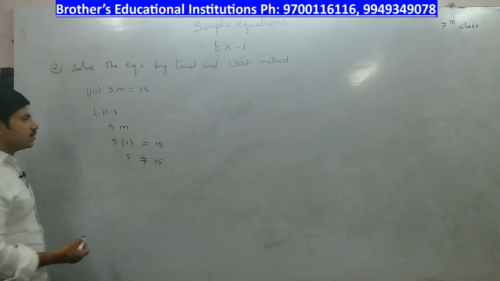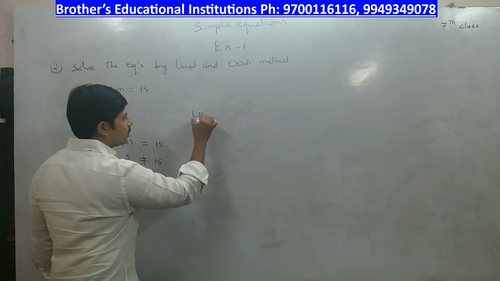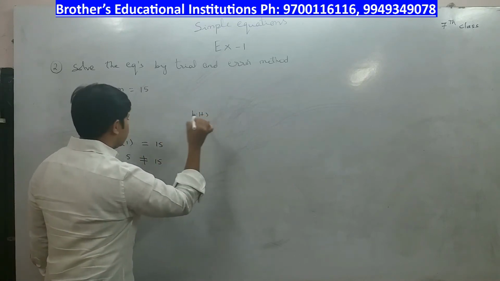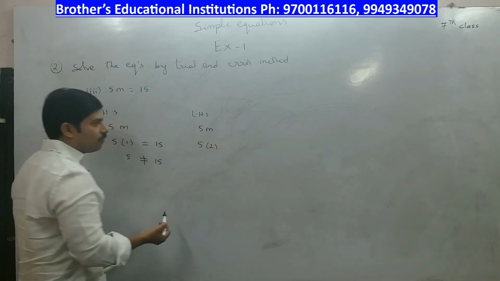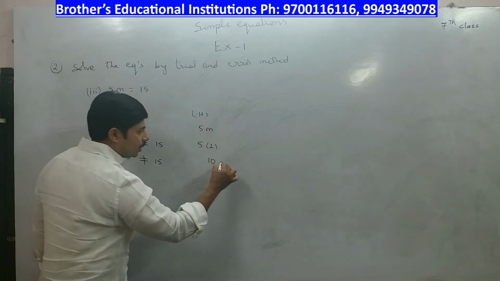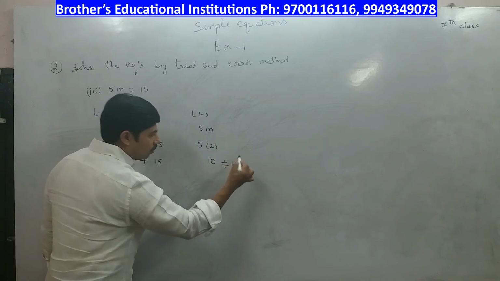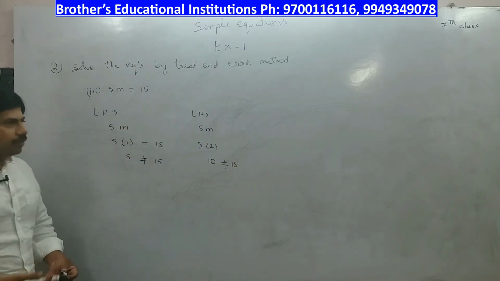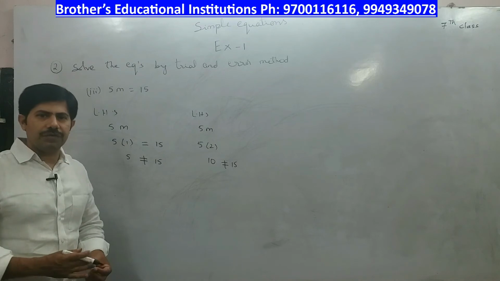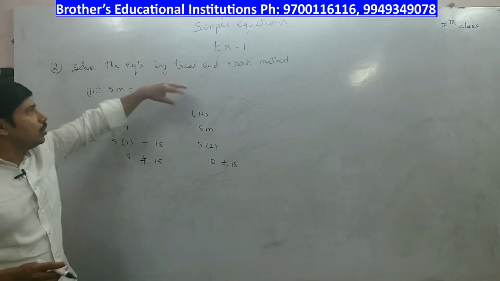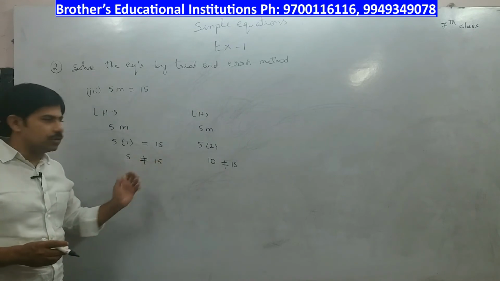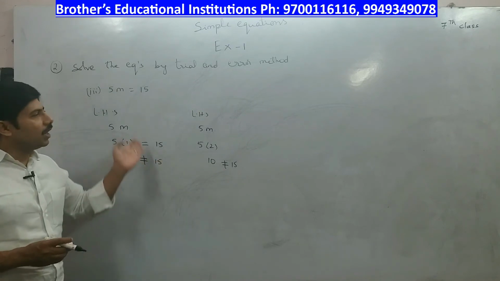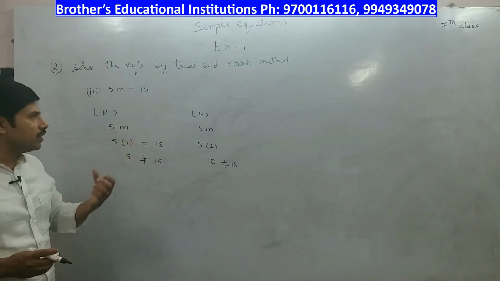And the next case we will take, again I will write LHS, 5m. Now this time I will write the value of m as 2, 5 twos are 10. 10 is not equal to 15. So we know very clearly that 5 threes are 15. As we have to use the trial and error method, show one or two values which do not satisfy, and the third one you try to get a value which satisfies.